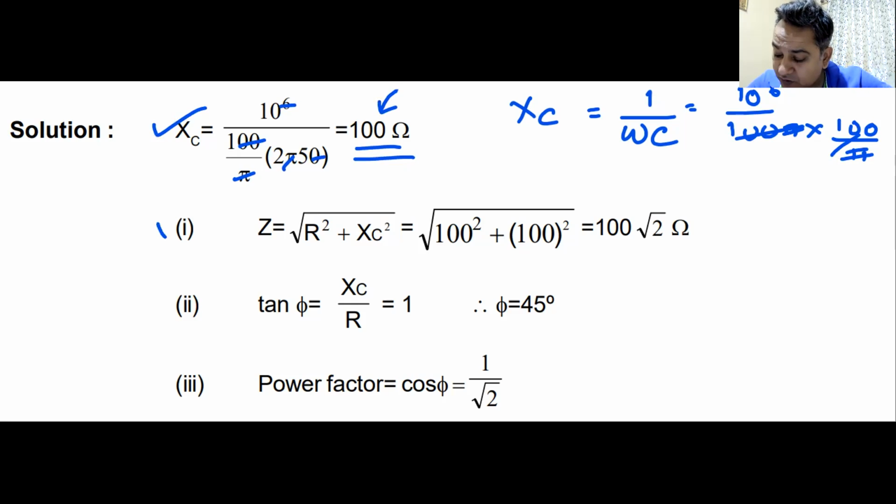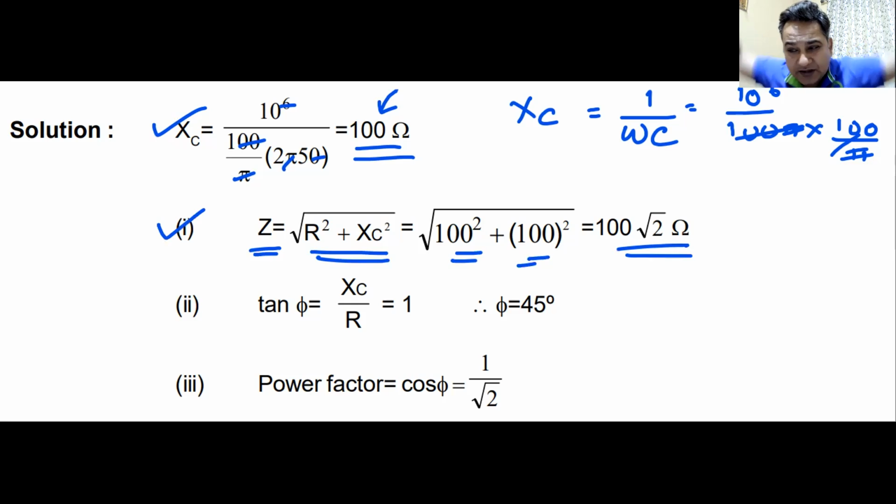Then you move on to step number 2: Z is under root of R squared plus XC squared. Root of 100 squared plus 100 squared is 100 root 2. If you pass this step, this is step number 2. Then you find out the value of tan phi. Tan phi is XC by R, which is 1, so the angle is 45 degrees. If you have done this, pass step number 3. Step number 4, power factor is cos phi, cos 45, which is 1 by root 2. Have you done up till here?